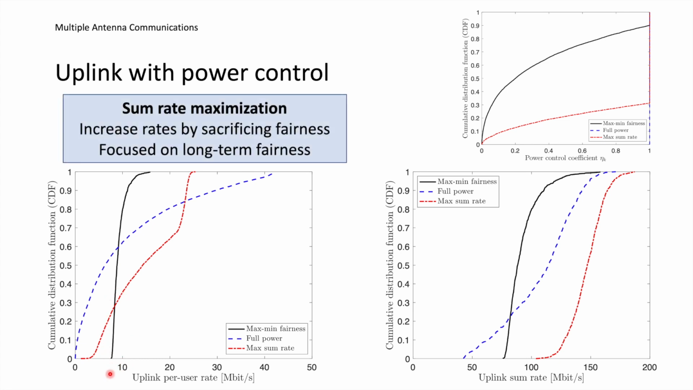So in summary, sum rate maximization is based on the idea that we would like to maximize the sum rate by sacrificing the fairness between the users. And we can say that we are focusing on long-term fairness. As a user is moving around in a network, it will on the average get its fair share of the maximum sum rate that we get on the average. But in the short term, we might be in situations where we would have been better off with maximum fairness.